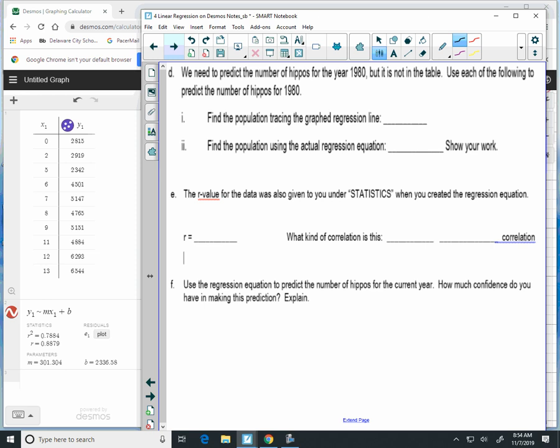All right, let's go down to the R value. Let's skip down to E, the R value. So our R value here is 0.8879. What kind of correlation is that? Positive or negative? Right there, it's from right there. Oh, sorry, yeah, I jumped. So our R value is 0.8879. What kind of correlation? Positive or negative? Positive, strong or weak?